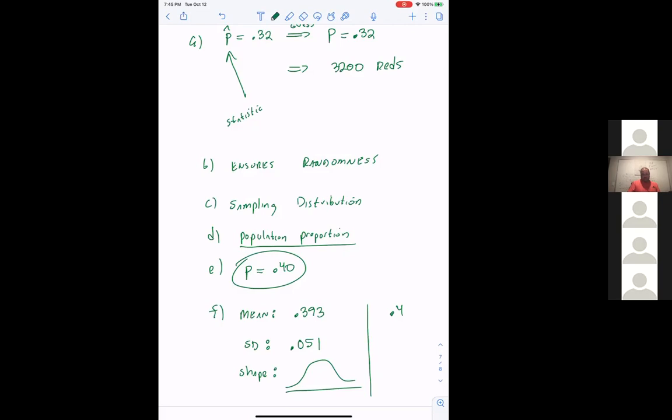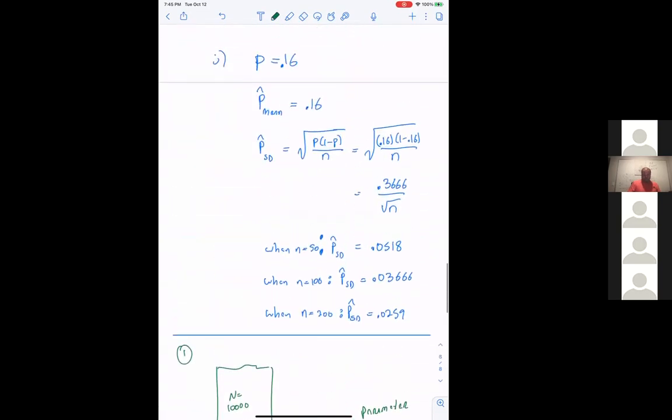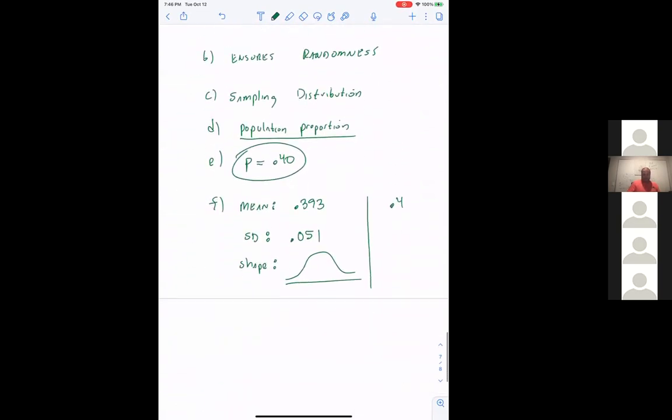No. We have a formula. We had the formula up here. It was this one right here. We had a formula for calculating the standard deviation. You multiply your p, which is 0.4, times 1 minus p, which is 0.6, divided by n, which is 20, and take the square root, and you get about 0.11.